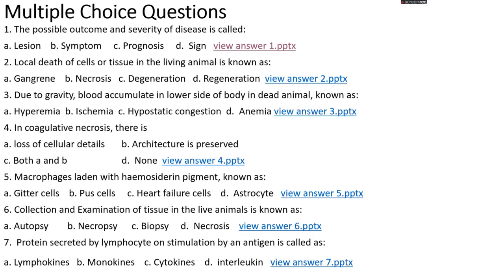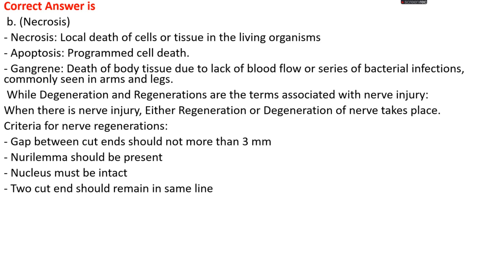Okay. Question number 2. Local death of cells or tissue in the living animal is known as option A gangrene, option B necrosis, option C degeneration, or option D regeneration. The right answer is option B, that is necrosis. Necrosis is the local death of cells or tissue in the living organism, while apoptosis is programmed cell death.